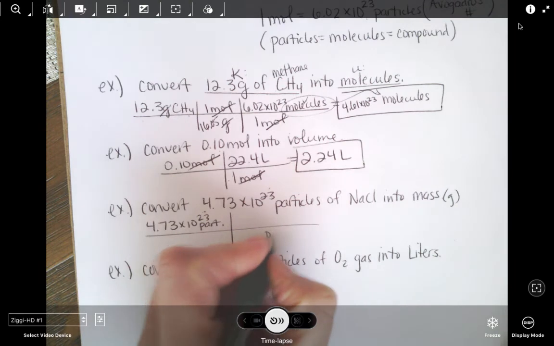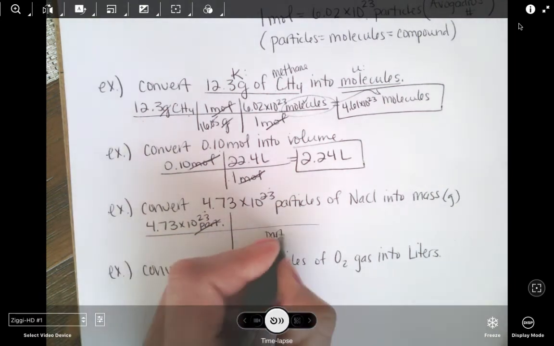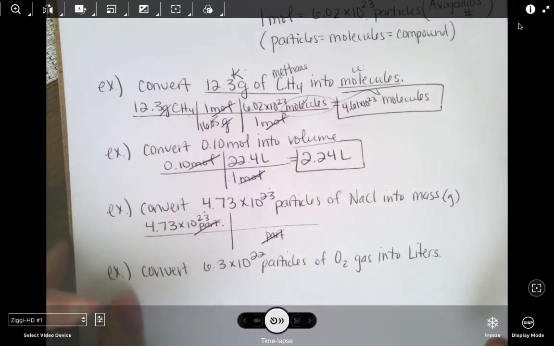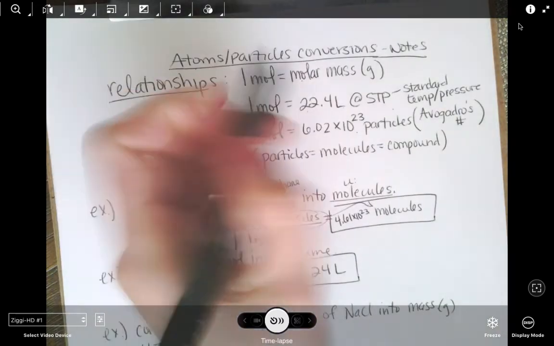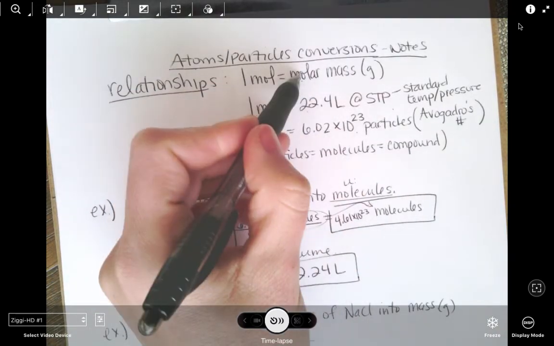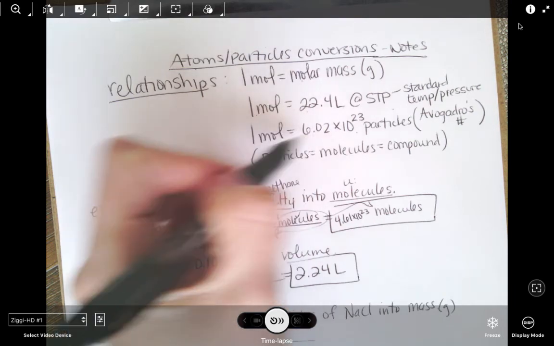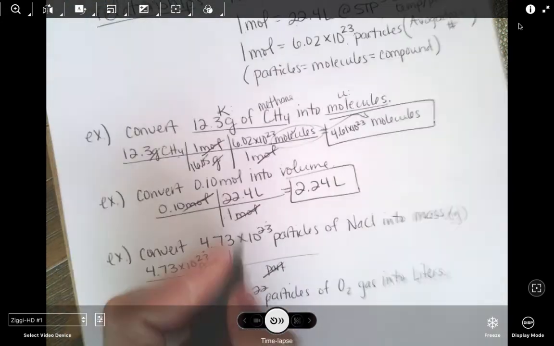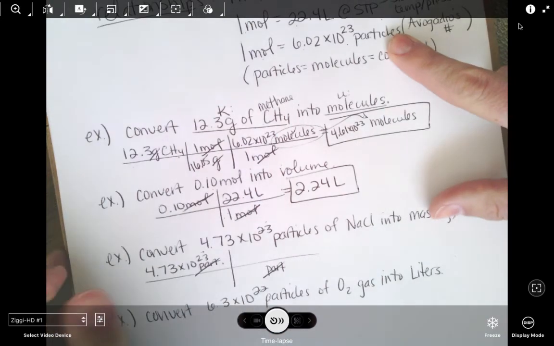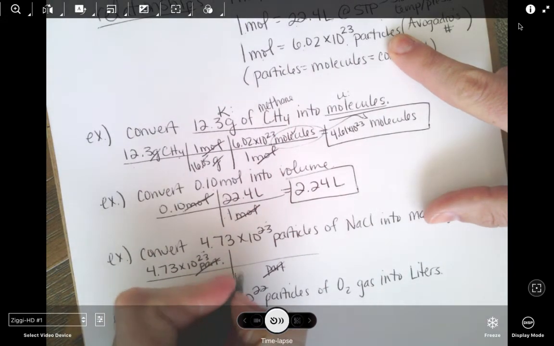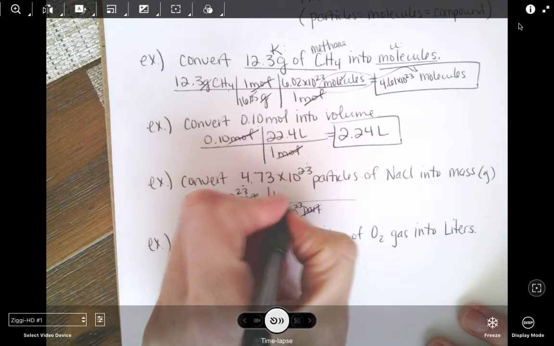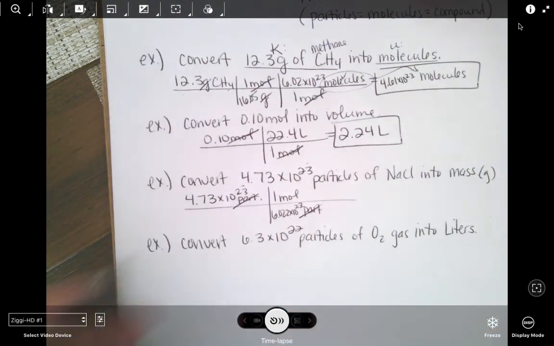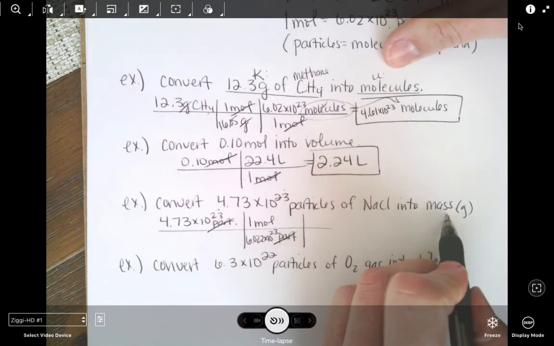I know I need particles down here. Whatever this unit is has to carry down. Well, if I look at my relationships up here, I cannot go directly from particles to molar mass or mass. I have to go through the mole. So 1 mole equals 6.022 times 10 to the 23rd, and that's in particles, so 6.022 times 10 to the 23rd has to go in the denominator for every 1 mole up top.